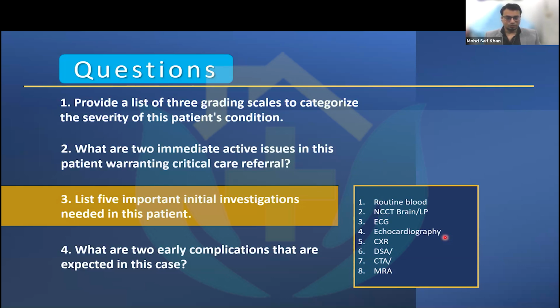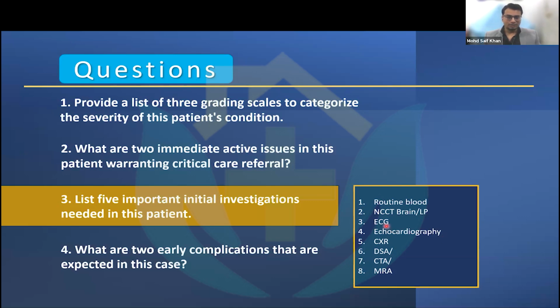LP will be able to show you xanthochromia and confirm the diagnosis of SAH. But for localization of the source of bleeding and to plan the neuro interventions in the form of clipping or coiling, you have to have DSA or CT angiography or MRA. DSA is the gold standard for planning further interventions. So these were imaging things.